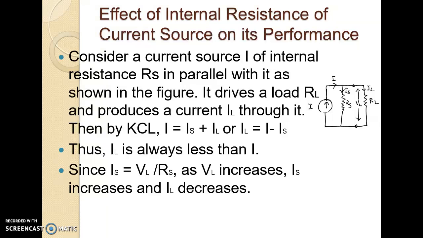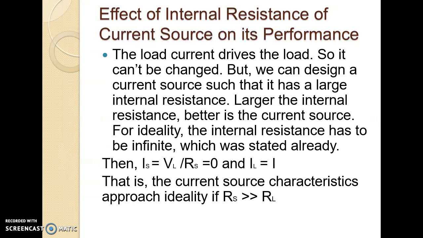So if we want to reduce this effect of the internal resistance, the loss in the power due to the current IS which is flowing, IS is VL by RS. So we can either make VL equal to 0 or we can make RS equal to infinity. We cannot make VL equal to 0 because it is required to run your load. So we can make RS equal to infinity, or we can make it as large as possible. So a very well designed current source will have a large internal resistance. Larger the internal resistance, better is the current source. For ideality, the internal resistance has to be infinite, which was stated already.